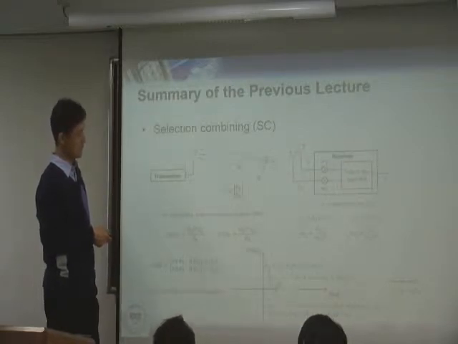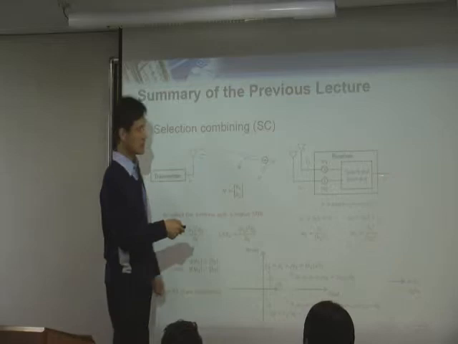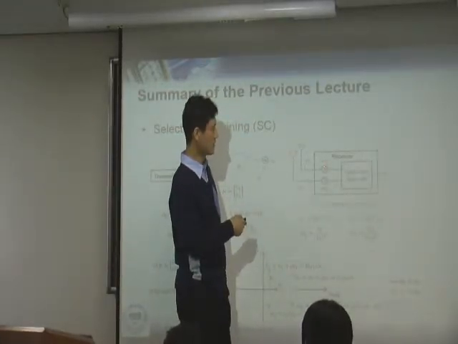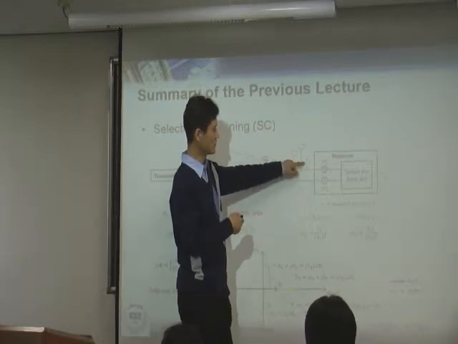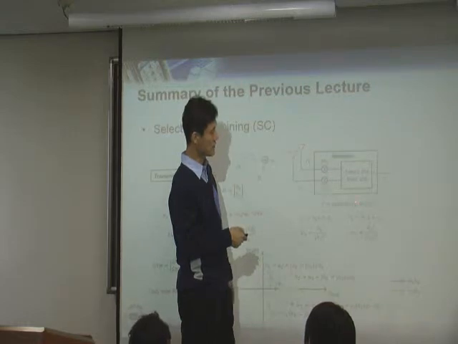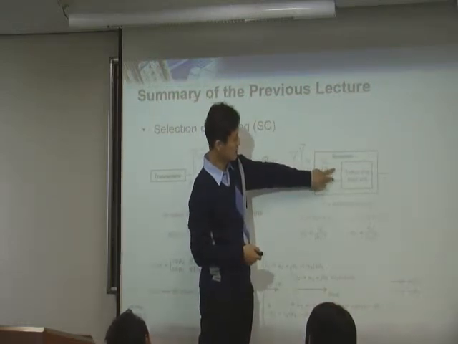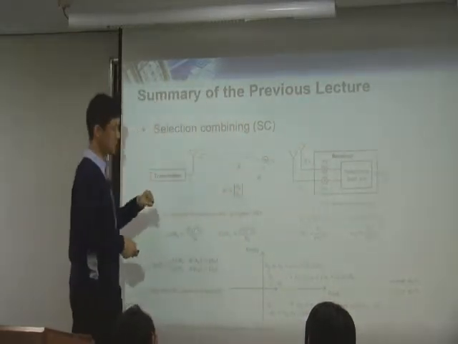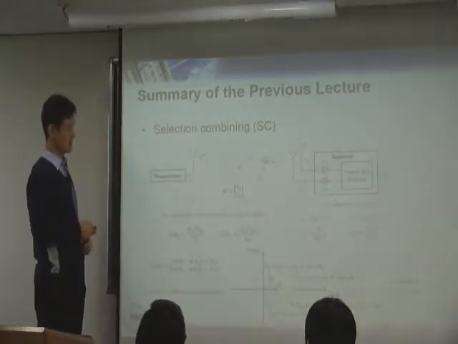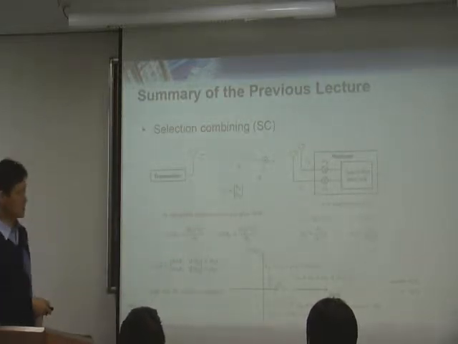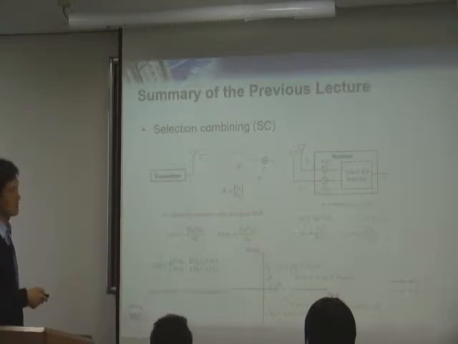So mathematically, your Y right here can be written this way. You multiply W1 to the first symbol, and you multiply W2 to the second symbol, and after that, you choose the best one. You basically compare the output of these two and choose the better one. That's selection combining, and you see this illustration, and this is the gain for each of them.